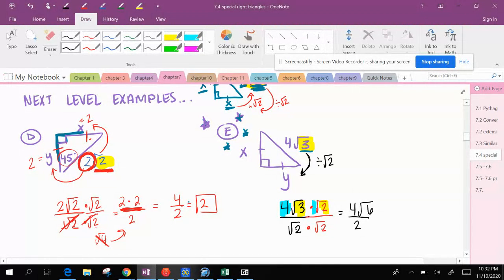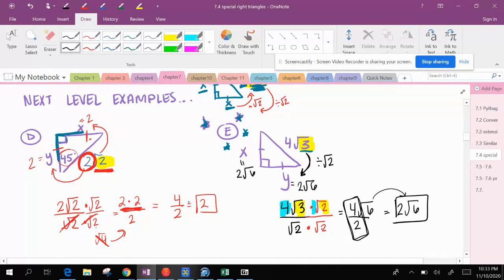Now I can look at this, try to simplify it as you go. Each step is important. Hope you're writing this down because it's very important to have a good example in your notes. This right here, 4 divided by 2, I can simplify that to be what? 2. And then this radical 6 gets copied and pasted. So my answer for x and y is 2 radical 6.